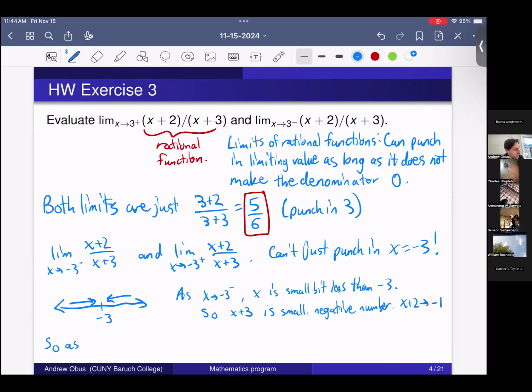So I'll say as x approaches -3 from the negative side, then x plus 2 over x plus 3 is approaching -1 over a small negative number. And when I say a small negative number, it's a number that's really going to 0. So in the limit, if I've got a -1 in the numerator and then something that's very small and negative in the denominator that's going to 0, what is that fraction going to?